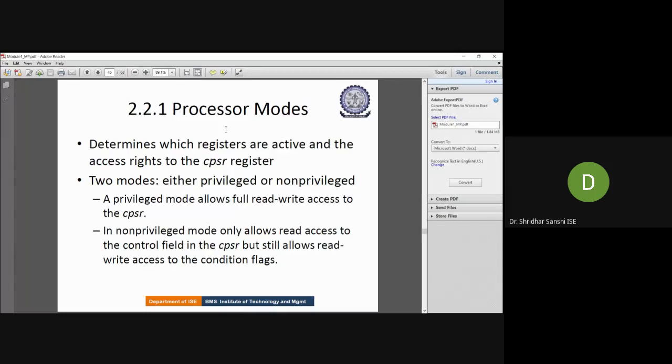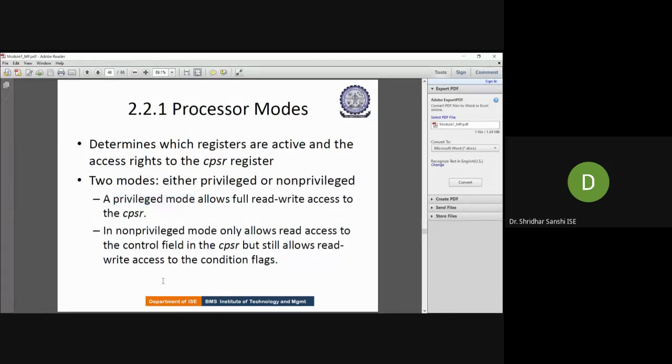Similarly, when we are talking about the microcontroller, we have two modes: privileged mode and non-privileged mode. The processor will operate in one of these modes. What do we mean by privileged? Privileged means we have full read and write access to the CPSR. If we are changing any content of the CPSR, then we should be in the privileged mode.